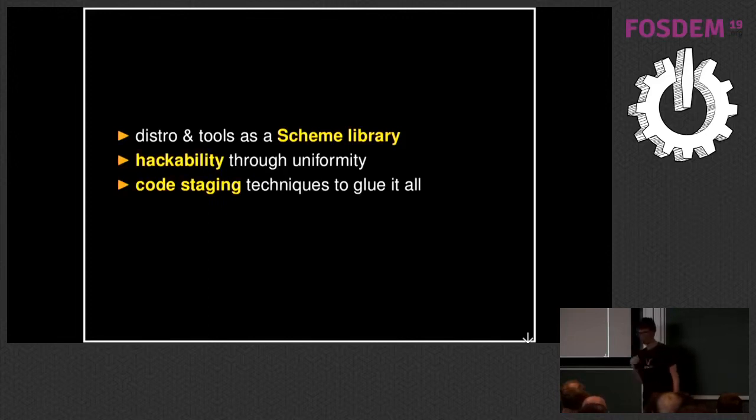And we use code staging techniques, so this hash tilde thing that I showed before, to basically allow us to glue together different layers of Scheme code that are going to run at different moments in time.